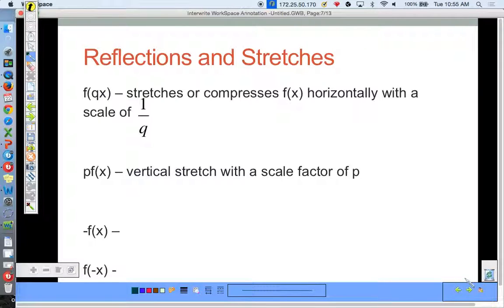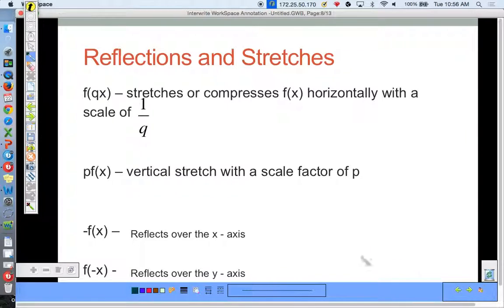So now we're going to talk about the reflections and stretches, and these are usually a little bit more challenging for people, but we're going to talk about horizontal and vertical stretches. If we're multiplying q inside, for example, if we had like 2x squared, this is a horizontal compression, and it's by a scale of 1 over q, so 1 over 2. So that means it's going to make our parabola narrower. But if it is outside, for example, 2x squared, it's a vertical stretch of 2. So this will make it rise faster.